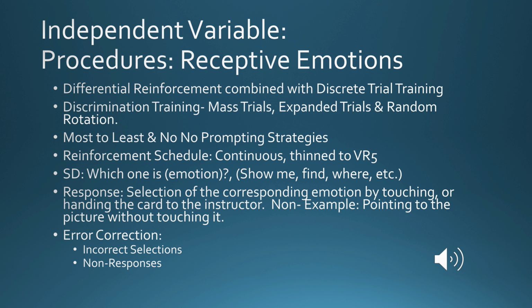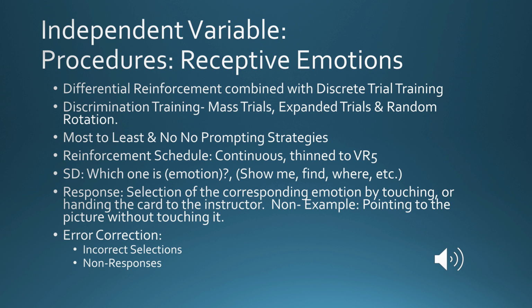The response criteria was the learner selecting it by touching or picking up the corresponding card. A non-example would be pointing without touching. We wanted to be very clear and objective. Pointing or gesturing to the card could become subjective easily.